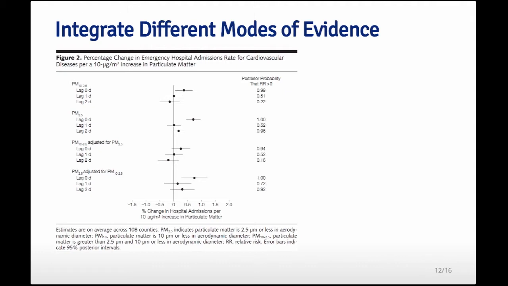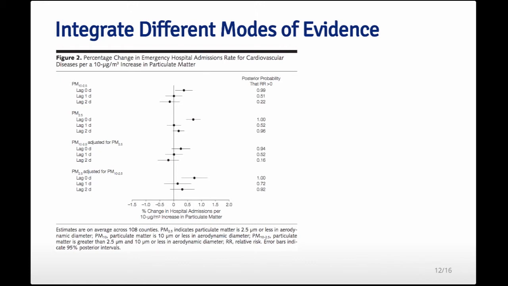The details of this plot are not particularly important, but I just want to show that there are point estimates here, which are the solid circles, and then there are confidence intervals indicated by the lines going through the solid circles. But then on the right-hand side, you see this label called posterior probability that the relative risk is greater than 0. This is a measure of the strength of the evidence that the association between coarse particulate matter and hospitalizations is in fact different from 0.